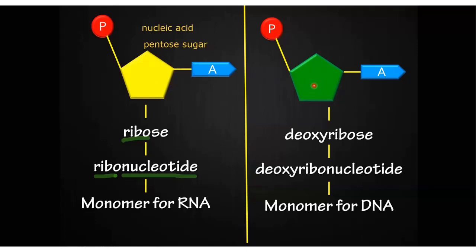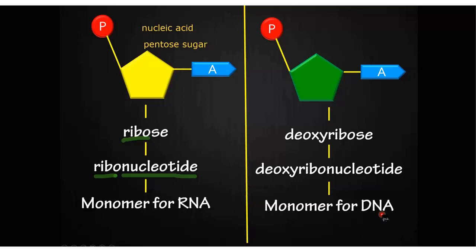If they want to make RNA, they'll use a ribose sugar. If they use a ribose sugar, it becomes a ribonucleotide, which can be used to make RNA. If the cell wants to make DNA, they don't use ribose sugar, they use deoxyribose sugar to form this. So you can use this to make DNA.